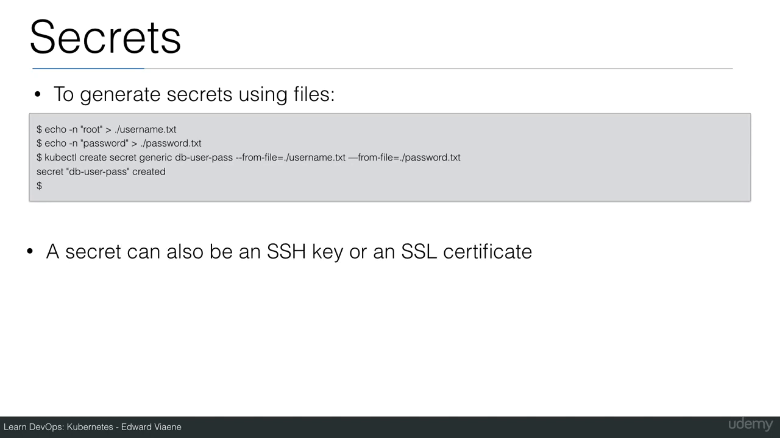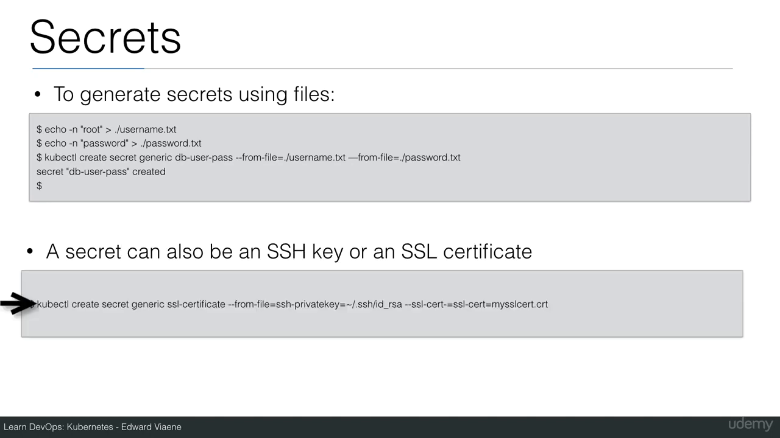A secret can also be an SSH key or an SSL certificate. Here you say kubectl create secret generic, you give it a name again, SSL certificate, and the from-file is a key rather than a username or a password. So that's a way to distribute keys, for instance.